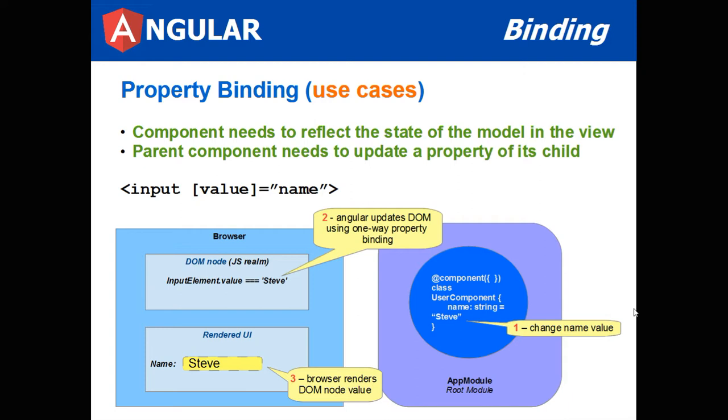Okay, there's certain use cases, but if we look at one of them, the component needs to reflect the state of the model in the view. The parent component needs to update a property of its child. Let's focus on the first one. Suppose you have the input, and in square brackets you have the attribute value, and you're setting it equal to name.